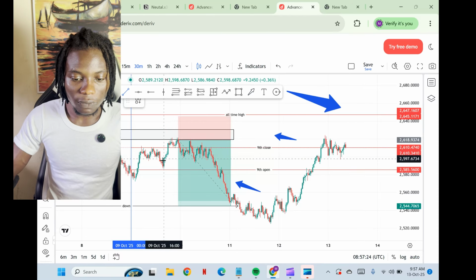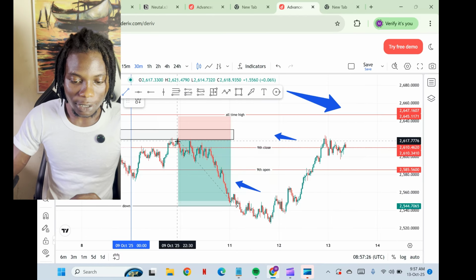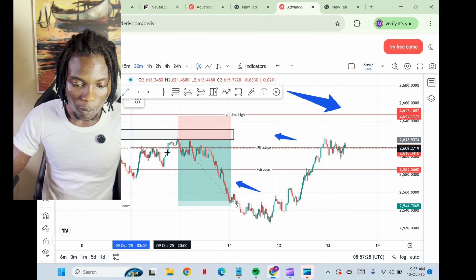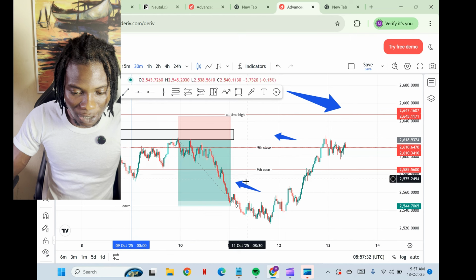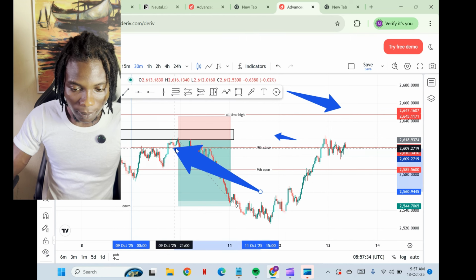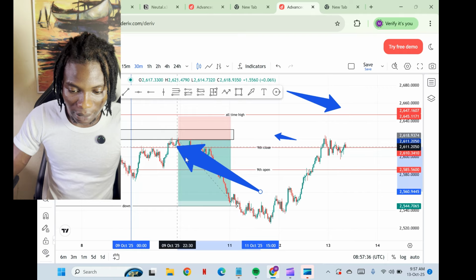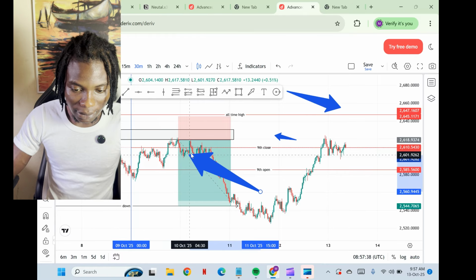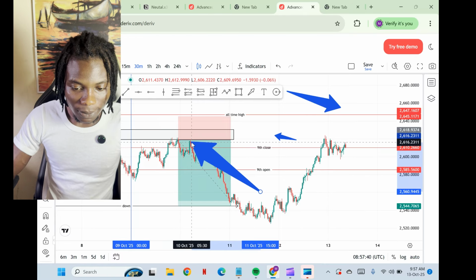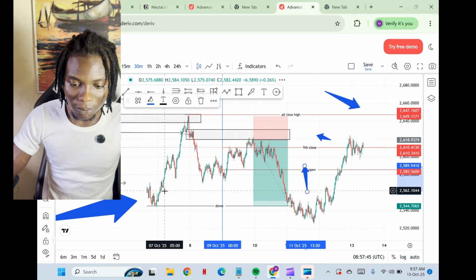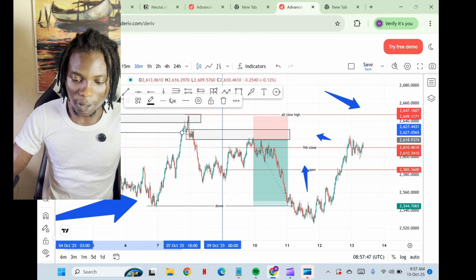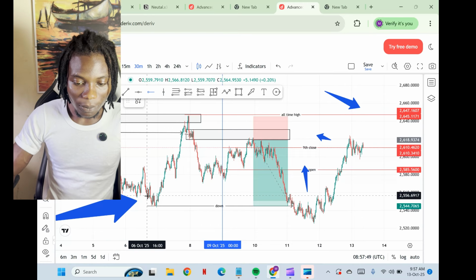So for a newbie, you wait for what we call an internal change of character, where we can see price was going to the upside, then broke a tiny structure. You can see the structure here. Let me show you guys. This point here is a structure point. Price broke the structure, came down to retest the zone. So this third point would have been your entry.